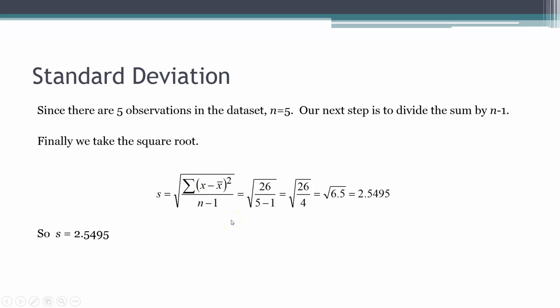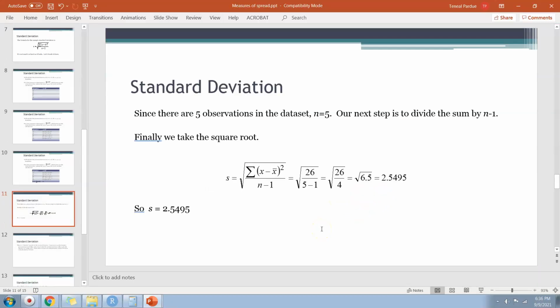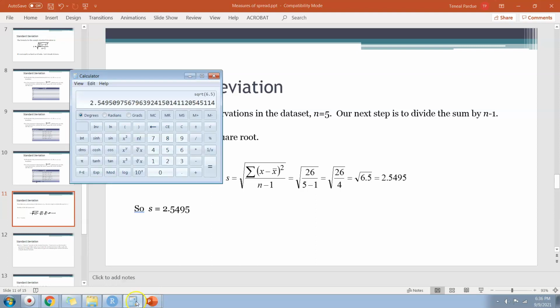Okay, so now we have to divide by n minus 1. N is the sample size. In this case, we've got 5 observations in our data set. 5 minus 1 is 4. So that means 4 is what goes in this denominator. So we're going to do 26 divided by 4, which should give us 6.5. And then we take the square root and we get 2.5495. And I'll show you on the calculator.